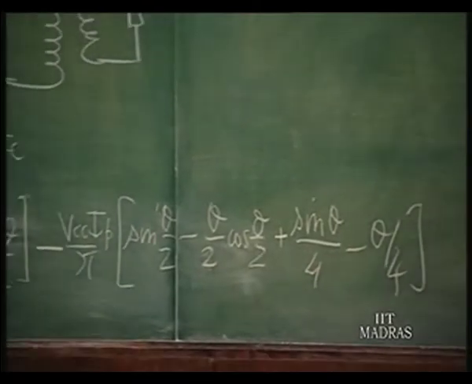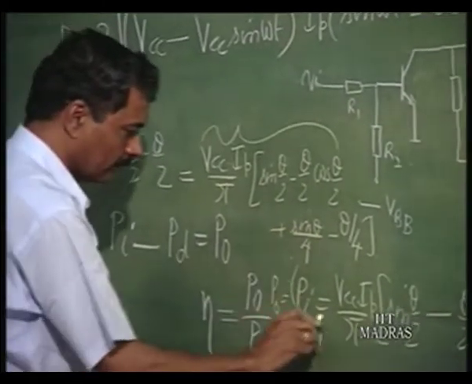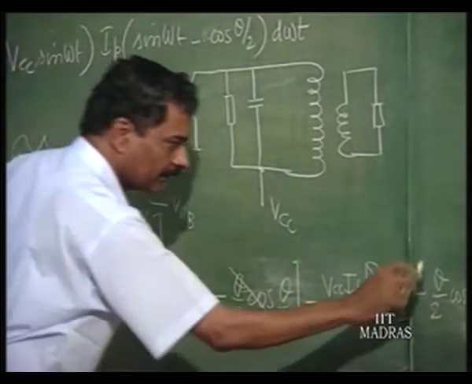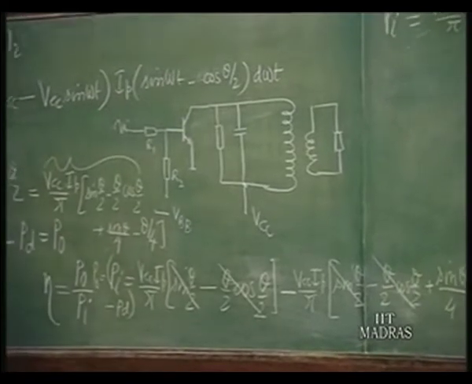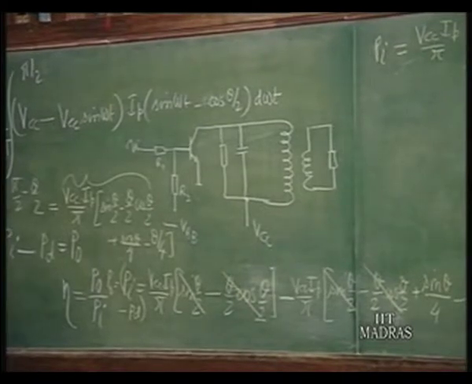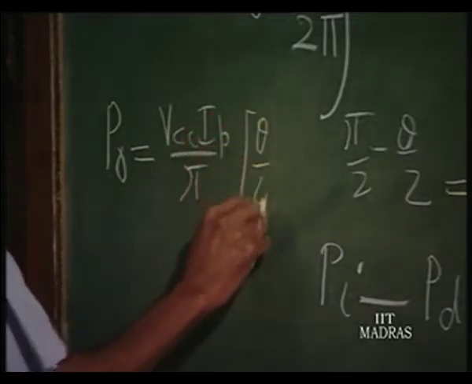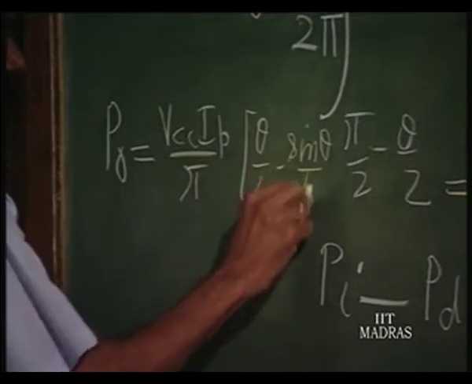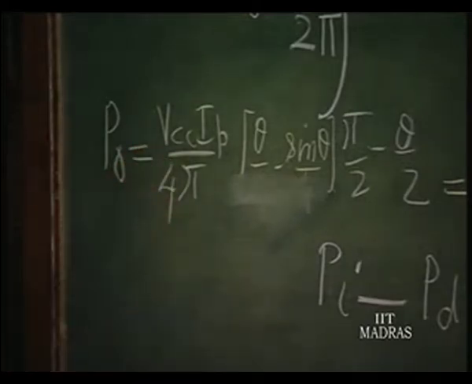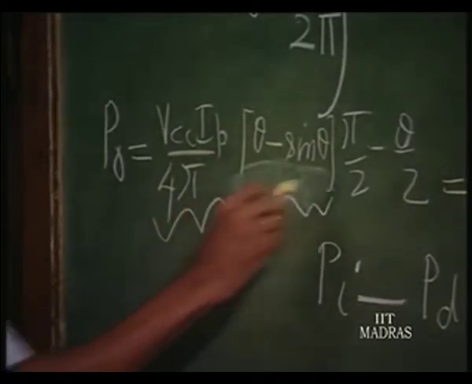So, you will see that power output is going to be nothing but, this gets cancelled here, this gets cancelled here. So, output power is going to be VCC IP by pi, same thing, into theta by 4 minus sin theta by 4, a simple expression. Or 4 you can take out: VCC IP by 4 pi into theta minus sin theta. So, this is the output power.